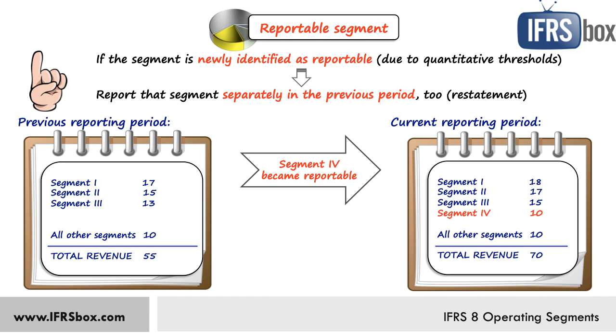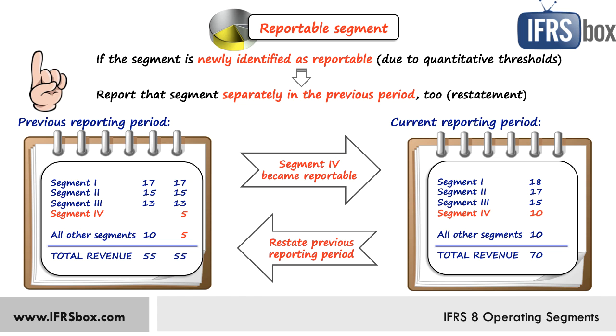So in this case, under IFRS 8, you need to restate the previous reporting period and show segment 4 separately as here. As you can see, revenues for segments 1, 2, and 3 remain the same. Also, total revenue remains the same, 55, but the revenue for segment number 4 was reported separately. It was moved from all other segments. You can also note that the revenue for all other segments decreased from 10 to 5 because the remaining 5 were revenues for segment 4 in the previous period.